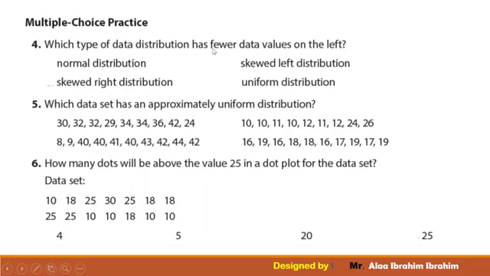Finally, the type of distribution. Fewer data values at the left means that it is spread out at the left. The tail is to the left, so it is skewed left. So this is your answer.